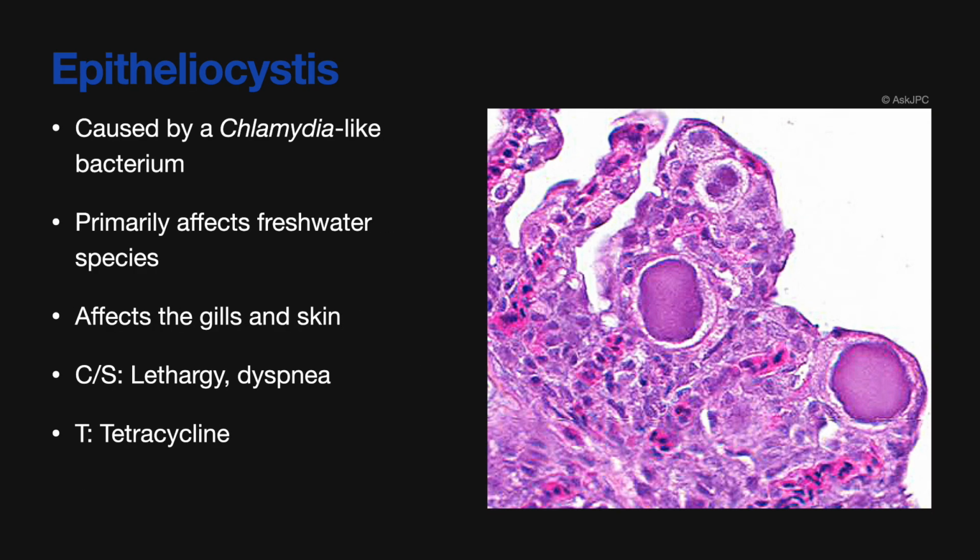Epitheliocystis is caused by a chlamydia-like bacterium and primarily affects freshwater species. It affects the gills and the skin, causing lethargy and dyspnea. The main treatment available is tetracycline.